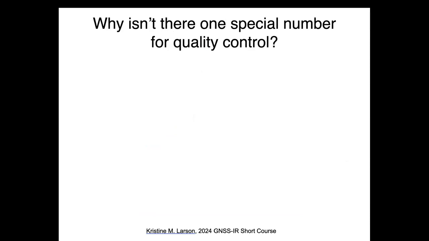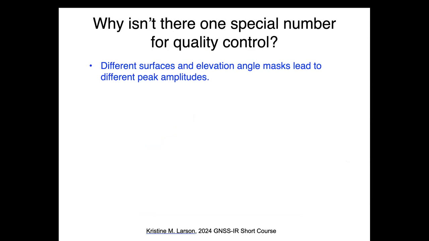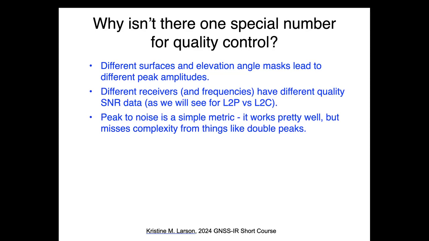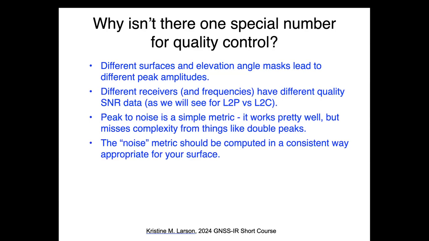Why isn't there one special number? You know, to be honest, again, part of it is because we do snow, soil moisture, and water. And so we haven't quite figured out how to set the defaults for those 3 cases. I've been thinking about ways to do that to make it better. For right now, you're responsible. Different receivers have very different qualities, and I'm going to give you examples of that. Peak to noise is simple. It works pretty well. And it's the only metric we used in PBOH2O. But at the end of the day, what we have works pretty well. And what you should try to do is be consistent. That's the key.